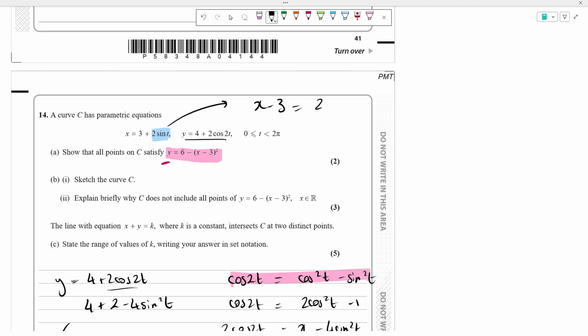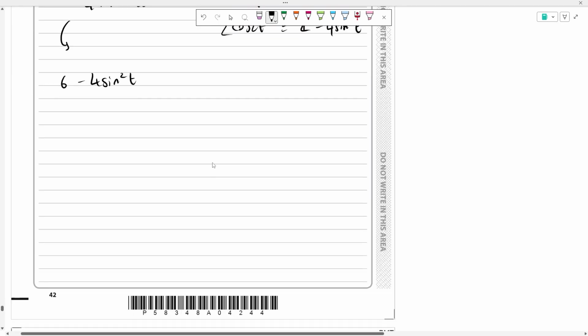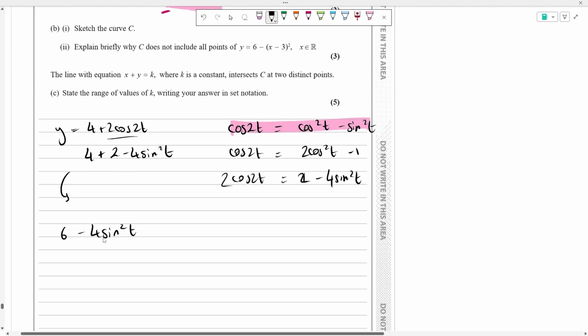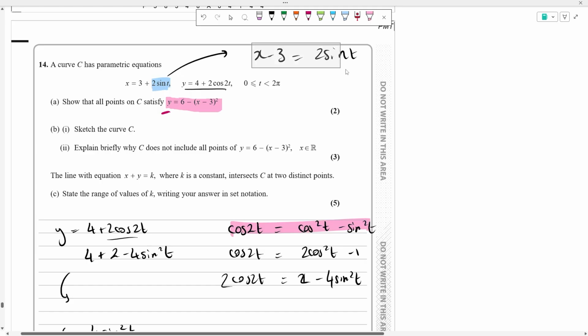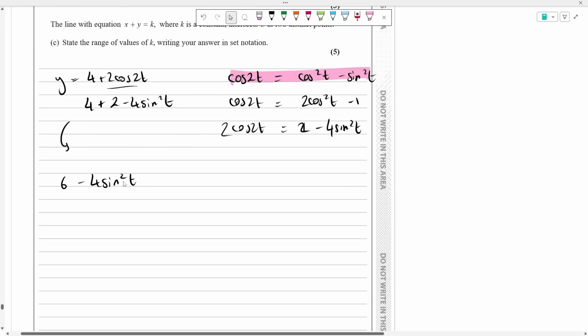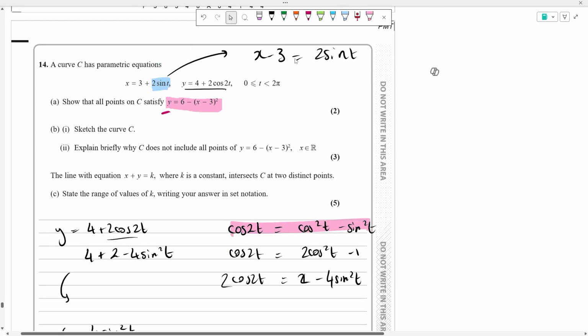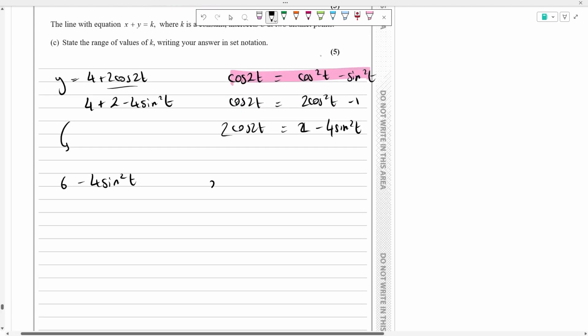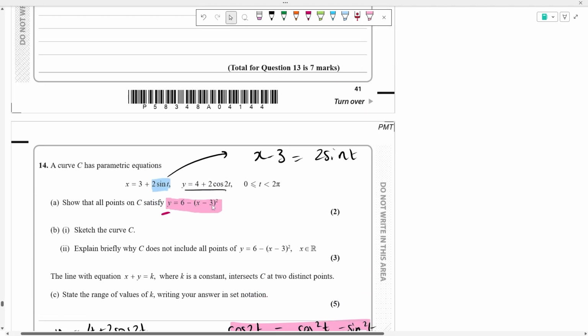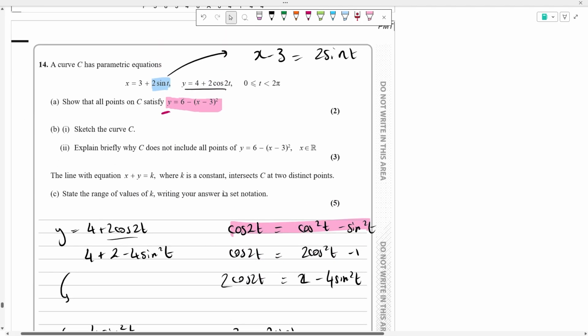Okay, I'm going to rearrange this such that I get x minus 3 is equal to 2 sine t. Why have I done that? It's because I can take that sine t and substitute it in. What's the linkage between the 2 sine t and 4 sine squared t? Well, you can see these are essentially just squared. So if x minus 3 is equal to 2 sine t, x minus 3 all squared must equal 4 sine squared t. Therefore, y must equal 6 minus (x minus 3) all squared. Done. Amazing.